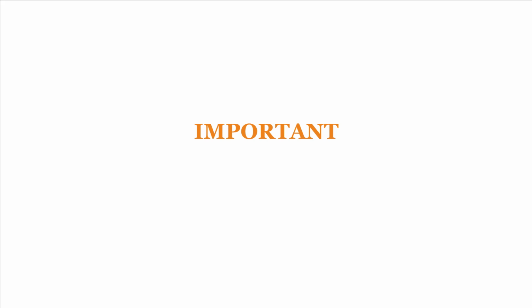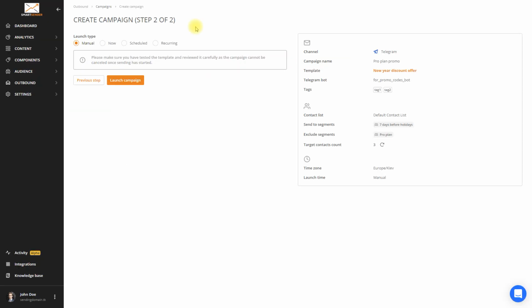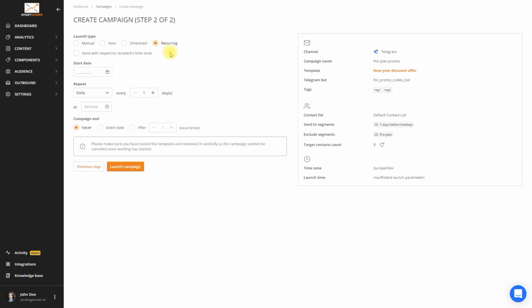Please note that if you select this option, you should schedule your campaign to be sent 24 hours before, at the minimum, since some users might not receive your campaign. This may happen when the local time in those regions has already passed the scheduled delivery time. If you need to create a campaign that should be repeated regularly, select the Recurring Launch type.